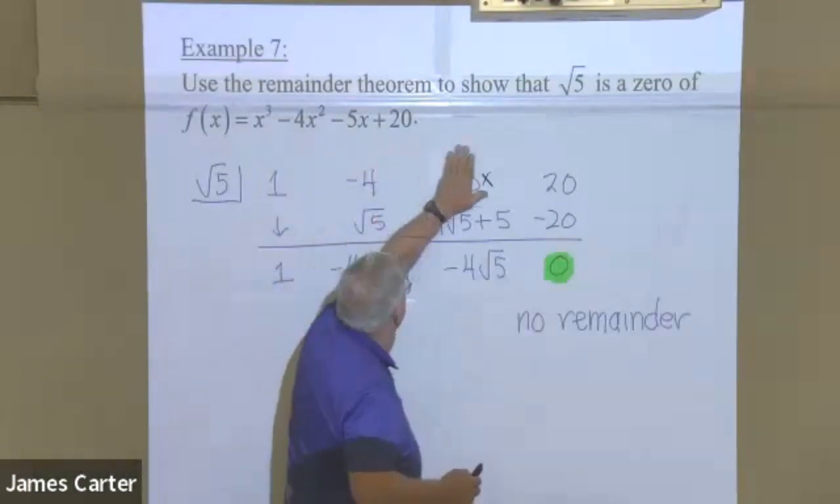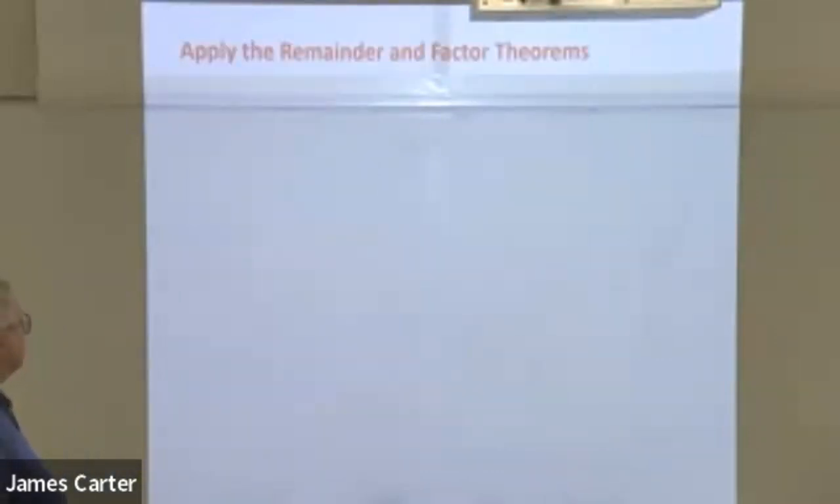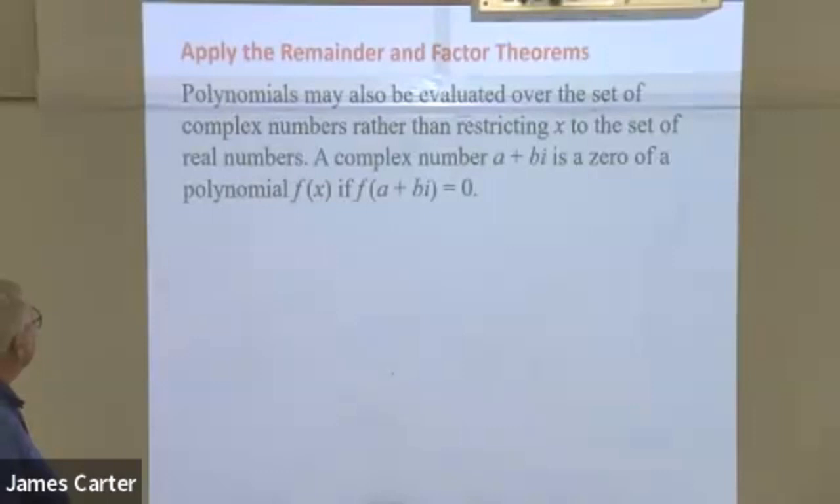Oh, need to get rid of these. Okay, no remainder, it's a 0. And as I said, its conjugate is also a zero.